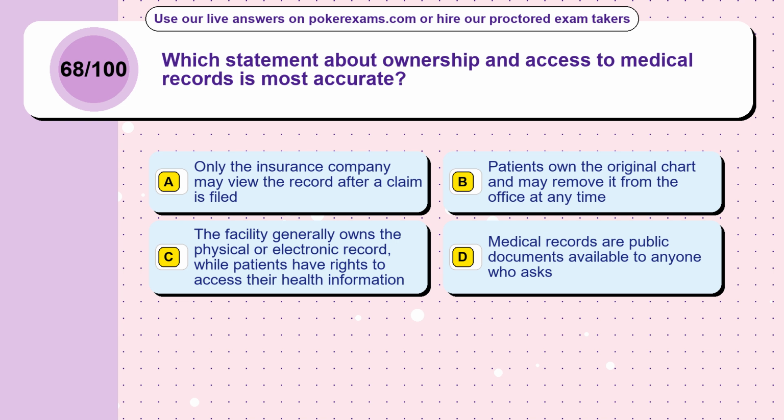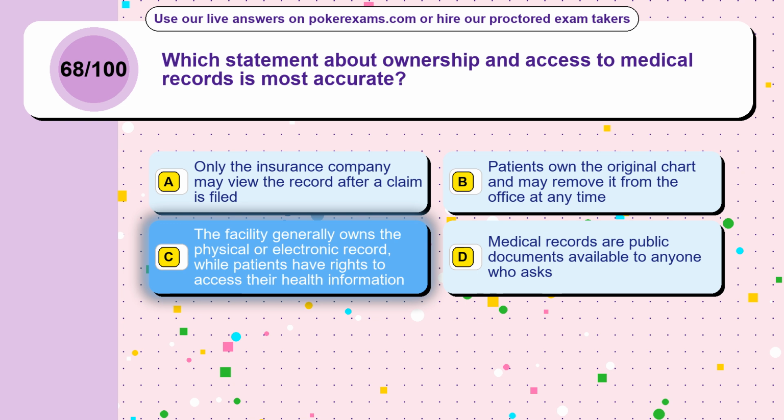Option C. The facility generally owns the physical or electronic record, while patients have rights to access their health information. Option D. Medical records are public documents available to anyone who asks. The correct answer is option C. The facility generally owns the physical or electronic record, while patients have rights to access their health information.